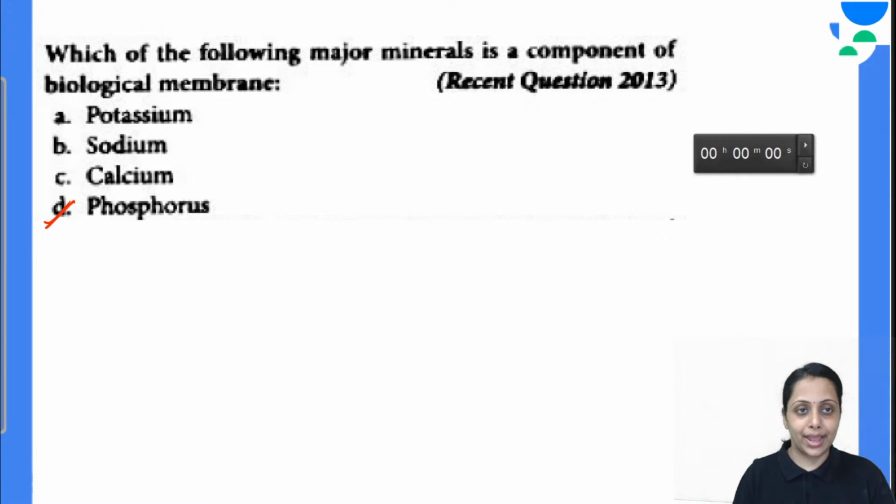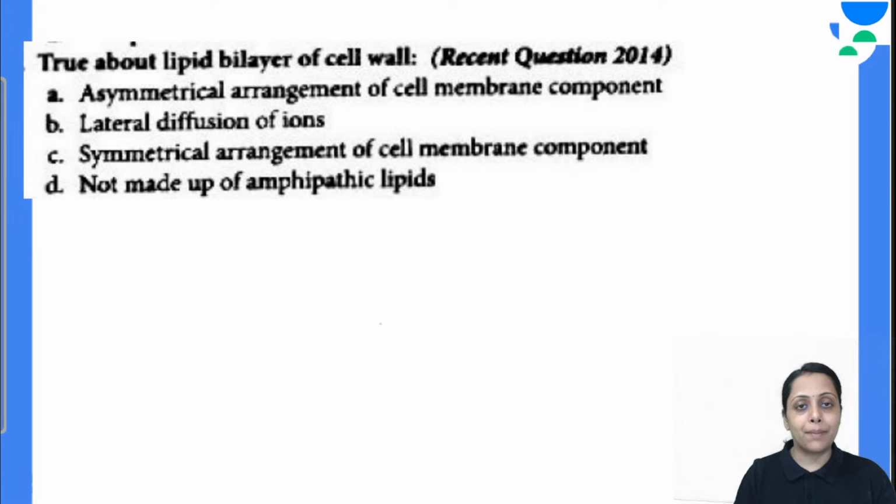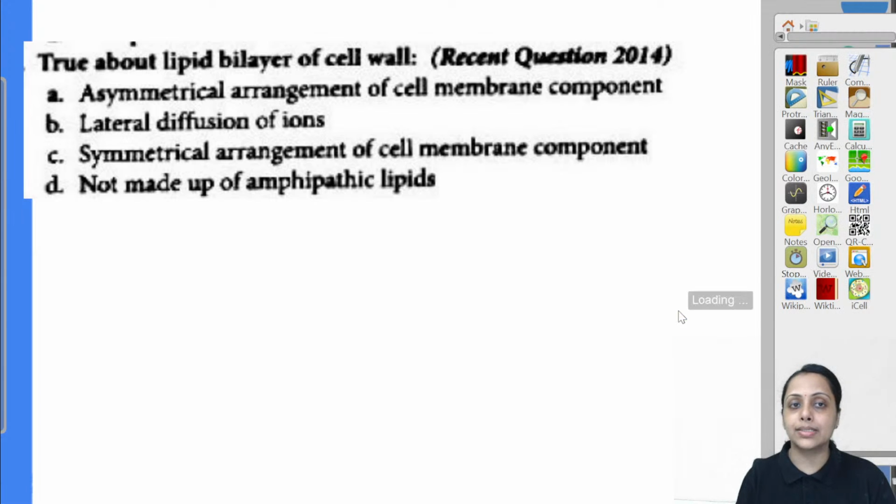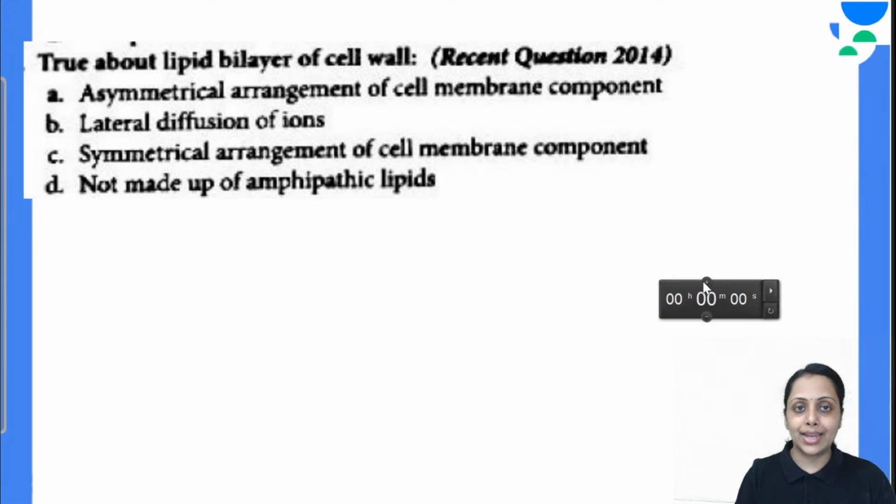So coming to the next question, true about lipid bilayer of cell membrane is asymmetrical arrangement of cell membrane component, lateral diffusion of ion, symmetrical arrangement of cell membrane component, not made up of amphipathic lipids. True about lipid bilayer of cell membrane.